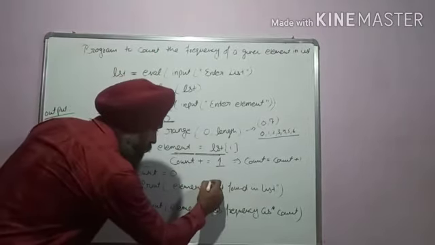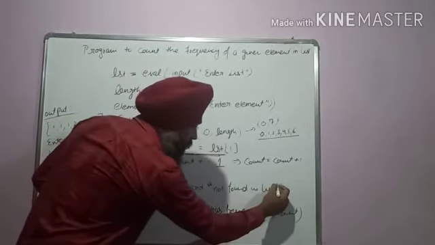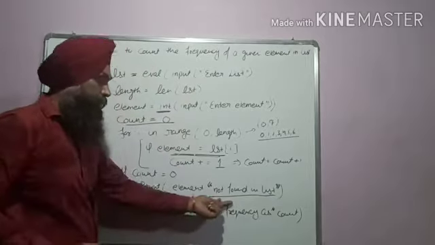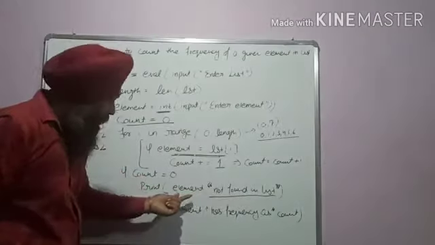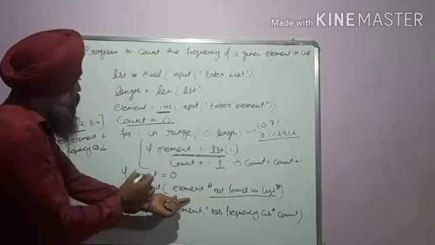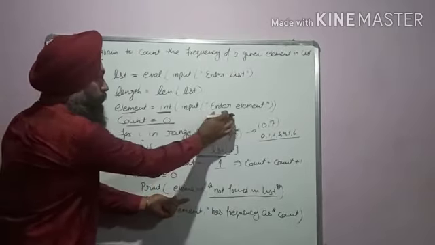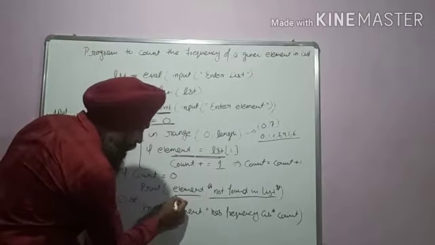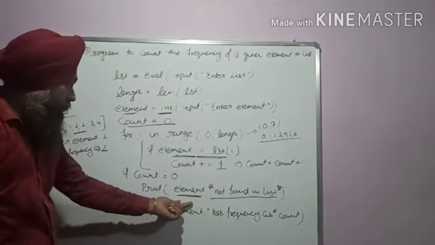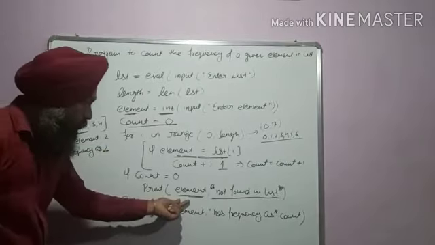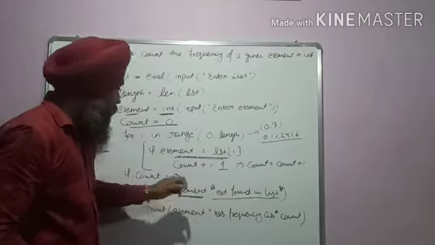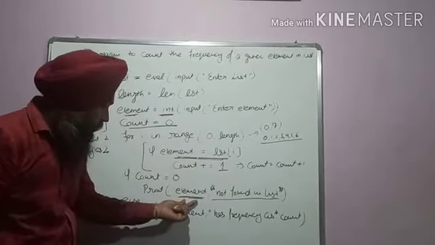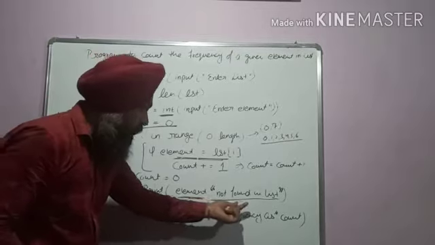So the string from here to here is within the double quotes, so it will get printed as it is, and here the value will come from this variable. Whatever value we want to search is in this variable, so that value will get printed here. For example, 2 not found in the list. If 2 is not present in the list, then here we will get the output as 2 not found in the list.